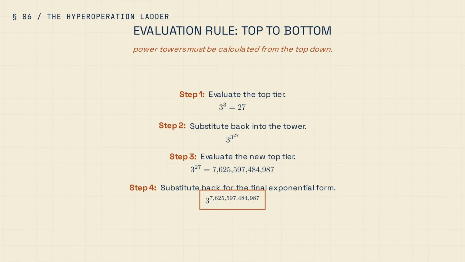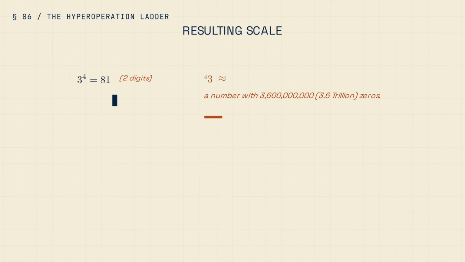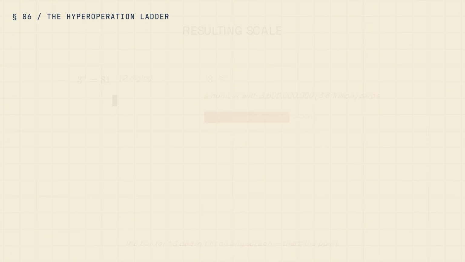That is big. For comparison, 3 to the power of 4 is just 81, 2 digits. We are seeing this in a chart here in bars, and the bar doesn't even fit in the chart. We just left it out. It doesn't even fit on the screen.